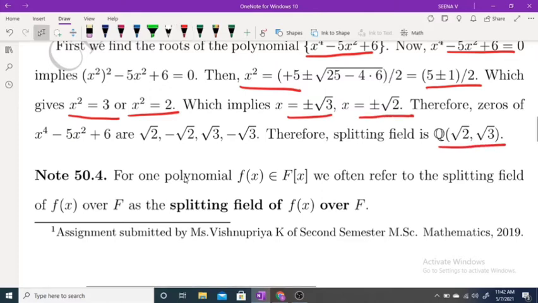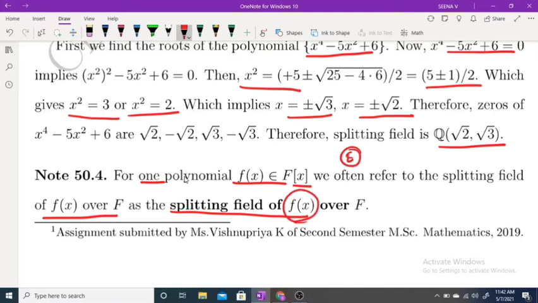So for one polynomial f(x) belonging to F[x], we often refer to the splitting field of {f(x)} over F as the splitting field of f(x) over F. If this collection contains only one polynomial, then we call that E a splitting field of this f(x) over F.